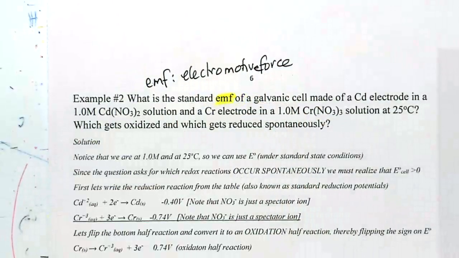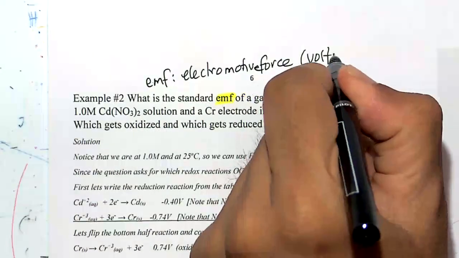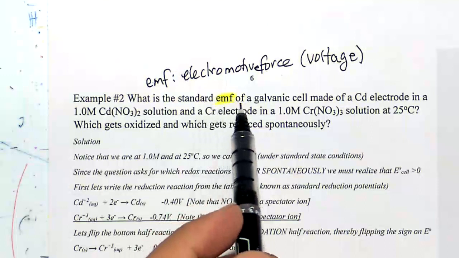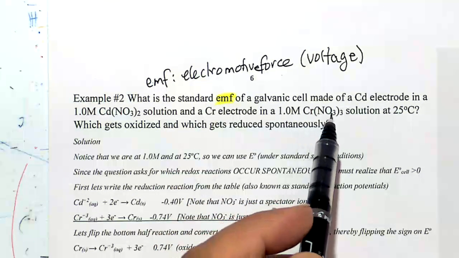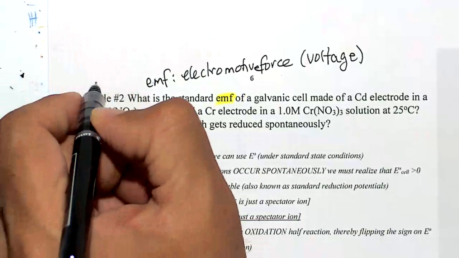Electromotive force. It just means voltage. Okay. What is the electromotive force of a galvanic cell made of a cadmium electrode and 1 molar cadmium nitrate?